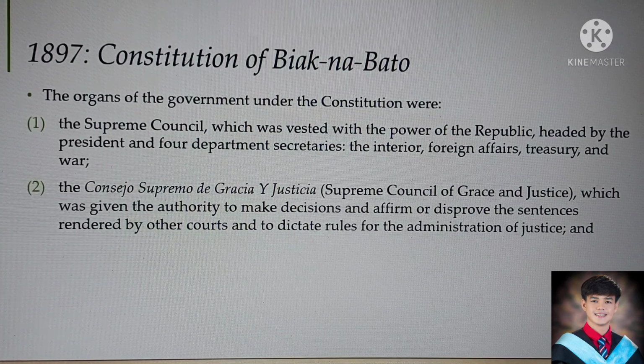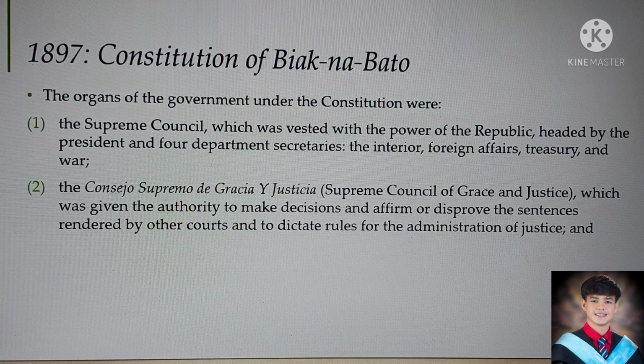The Consejo Supremo de Gracia y Justicia, or Supreme Council of Grace and Justice, which was given the authority to make decisions and affirm or disapprove the sentences rendered by other courts, and to state rules for the administration of justice. And itong Supreme Council of Grace and Justice ay ito yung tinatawag nating judiciary branch. Ito yung kumbaga ay siya yung nagpapatupad ng batas.